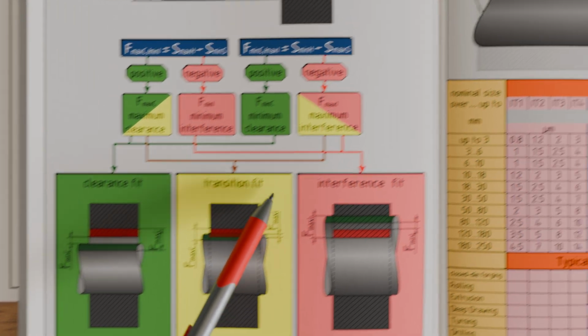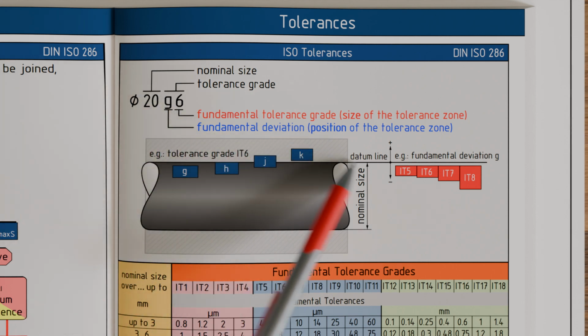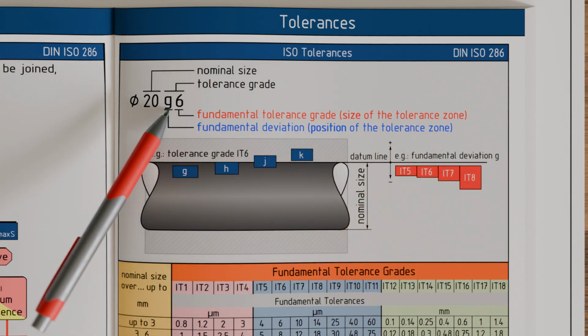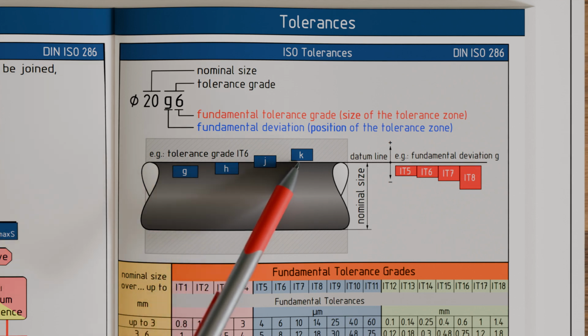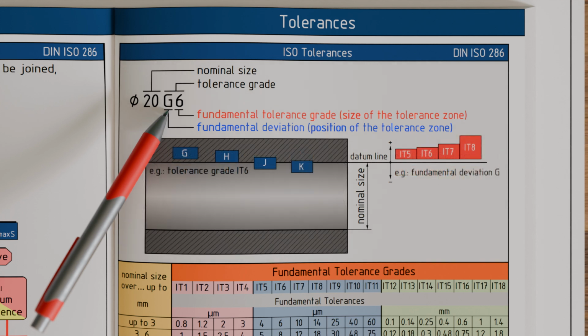For fits, the tolerance zones are described by ISO tolerance grades. In the linked video, we have already explained the basics of tolerances in detail. Let us briefly repeat the most important points here as well. ISO tolerance grades consist of a letter and a number. The number, called the IT fundamental tolerance grade, defines the size of the tolerance zone. The letter, called the fundamental deviation, describes the position of the tolerance zone relative to the datum line of the nominal size. The fundamental deviations, and thus the position of the tolerance zones, differ depending on whether it is a shaft or a hole. For shafts, the fundamental deviations are indicated by lowercase letters, and for holes by uppercase letters.